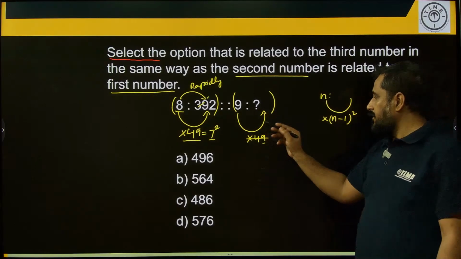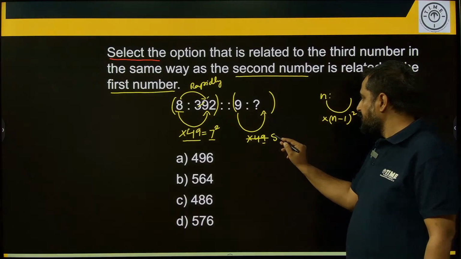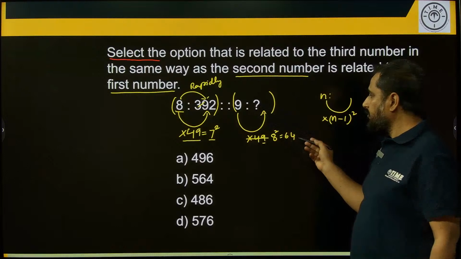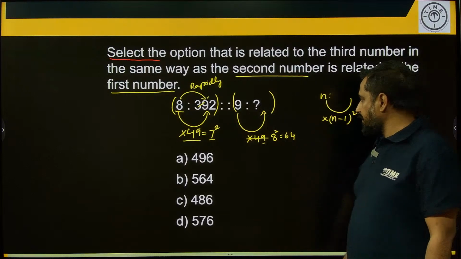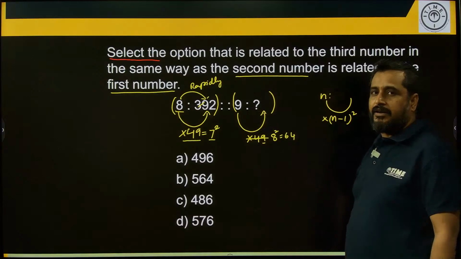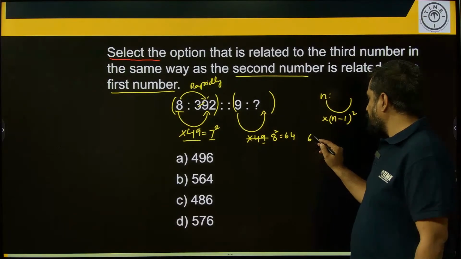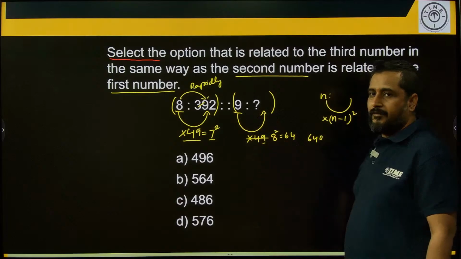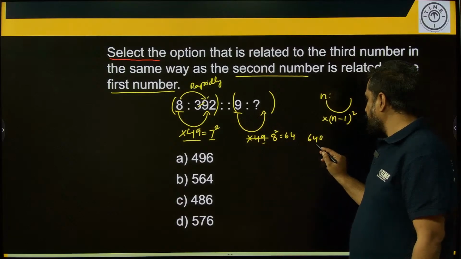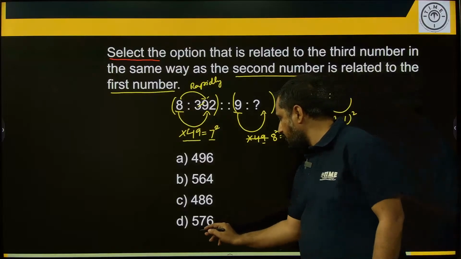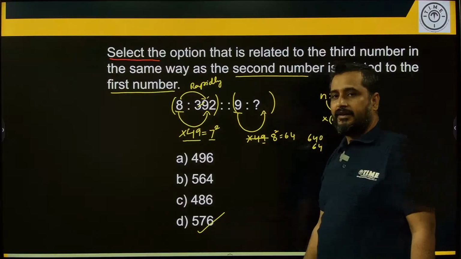Similarly, 9 into (9 minus 1), that is 8, and 8 square is 64. So 9 into 64. How many times does it go? Let us calculate it for 10 times: 64 tens are 640. But basically we have to calculate for 9 times only, so reduce one time. 640 minus 64 will be 576. So our required answer is choice D.